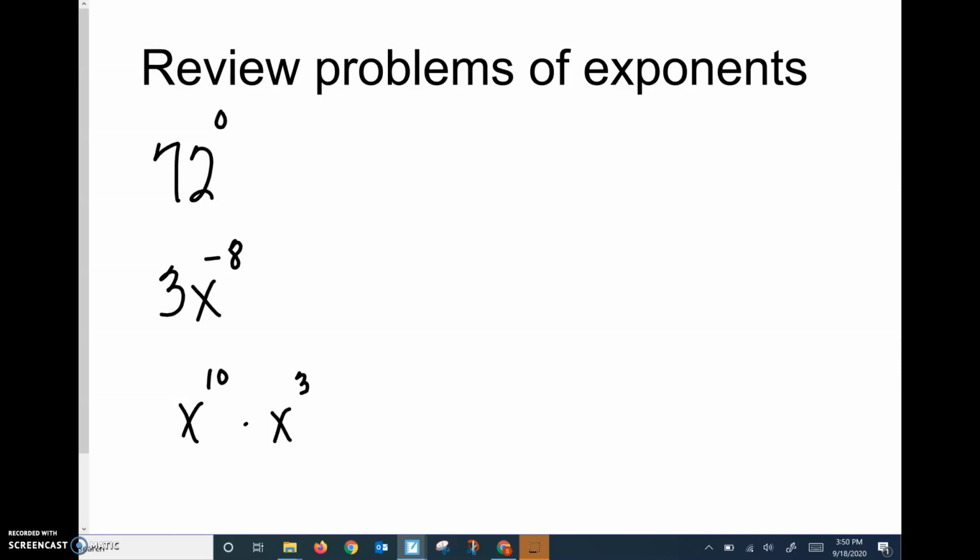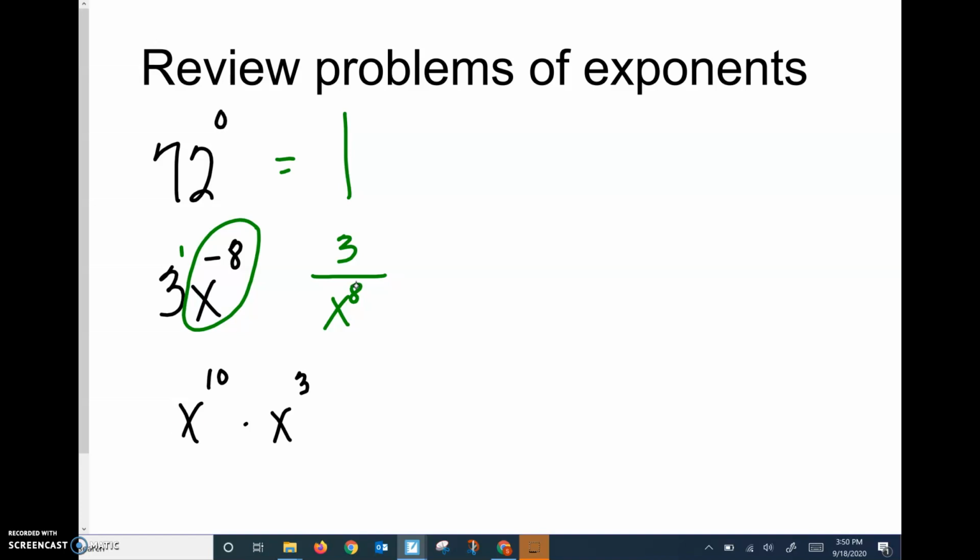All right, 72 to the 0. Well, anything to the 0 power is just 1. Right, in the second one, we have a 3 and an x to the -8. Well, a 3, if you remember, has that exponent of 1. That's positive, so that 3 is just fine right where it's at in the numerator. But this x to the -8, we cannot have a negative exponent, so we have to write x to the 8th power. So we have 3 over x to the 8th power.